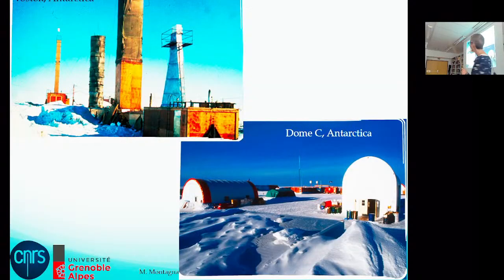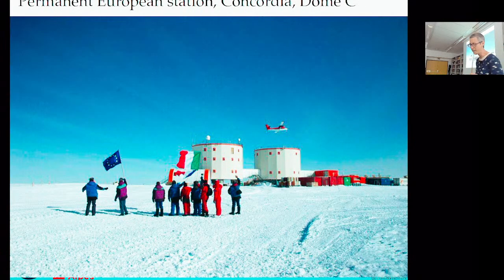I'm going too fast. Just a view of Vostok, Antarctica. So the old station there from the former Russian team. And here you are in Dome C, Antarctica, just to have a view of that. In Dome C now we have a permanent European station that's called Concordia. So in this building people can stay all year long, being isolated from the rest of the world between March and November, because there's no access possible at this period of the year, or May to November, let's say.